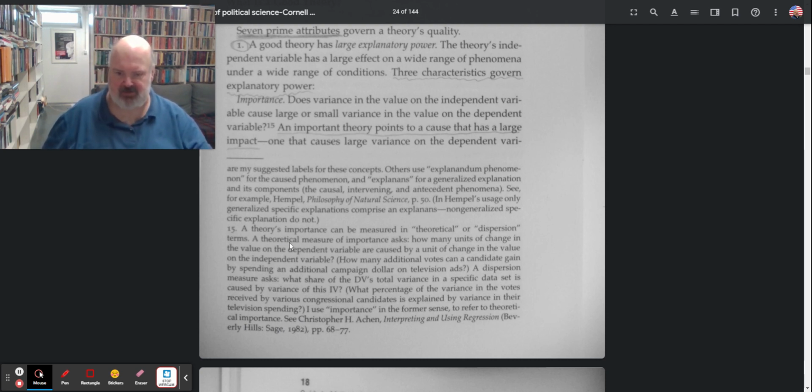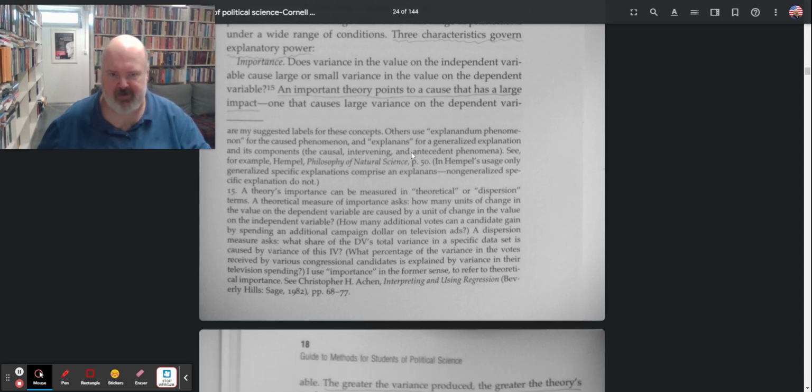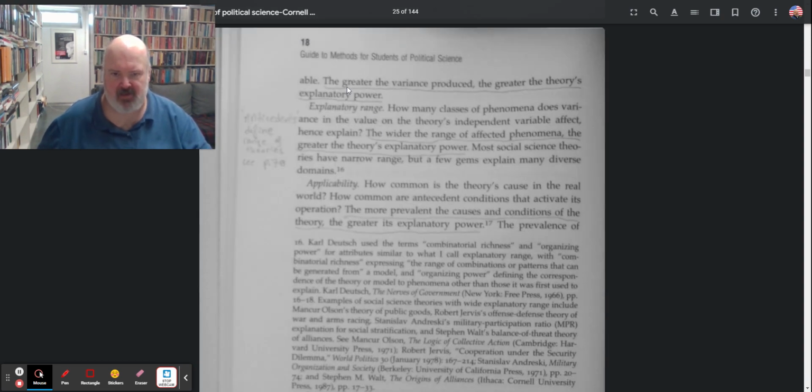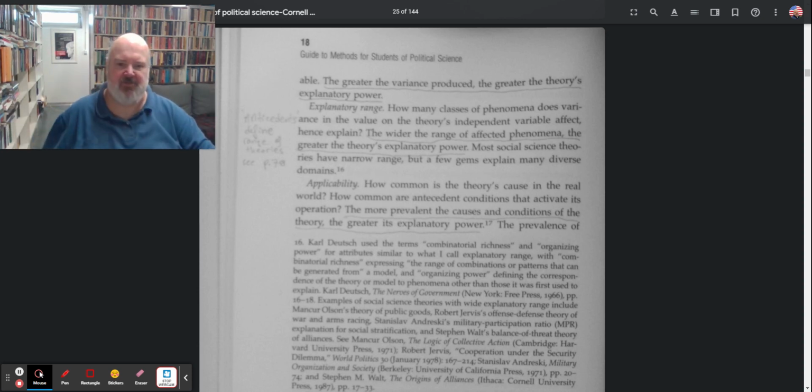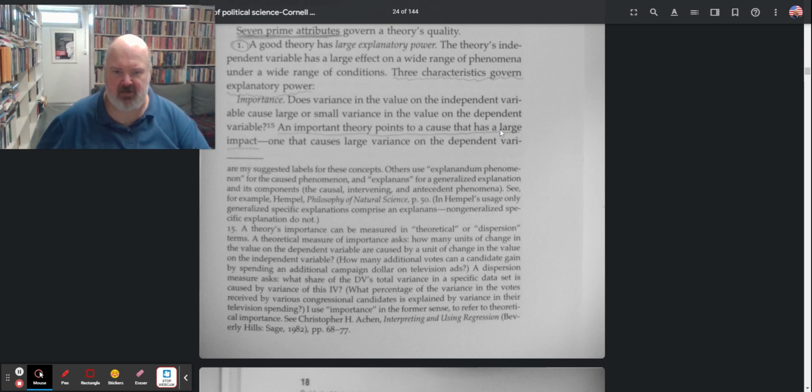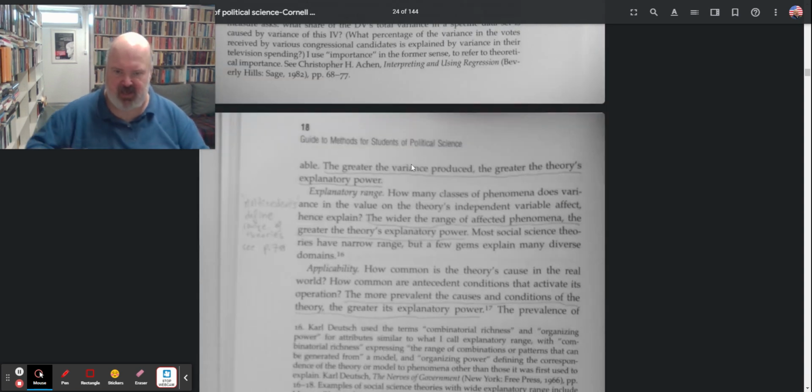There are two ways to understand importance, and Van Evera uses importance in the former, theoretical sense. An important theory points to causes that have a large impact, one that causes large variance on the dependent variable. The greater the variance produced, the greater the theory's explanatory power. So the greater the impact and the variation, the greater the explanatory value.